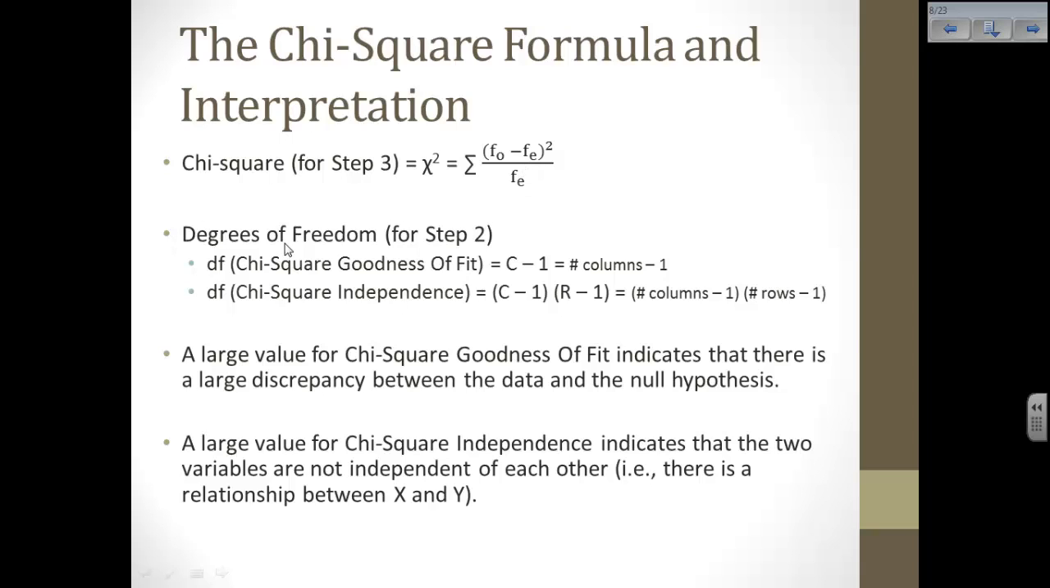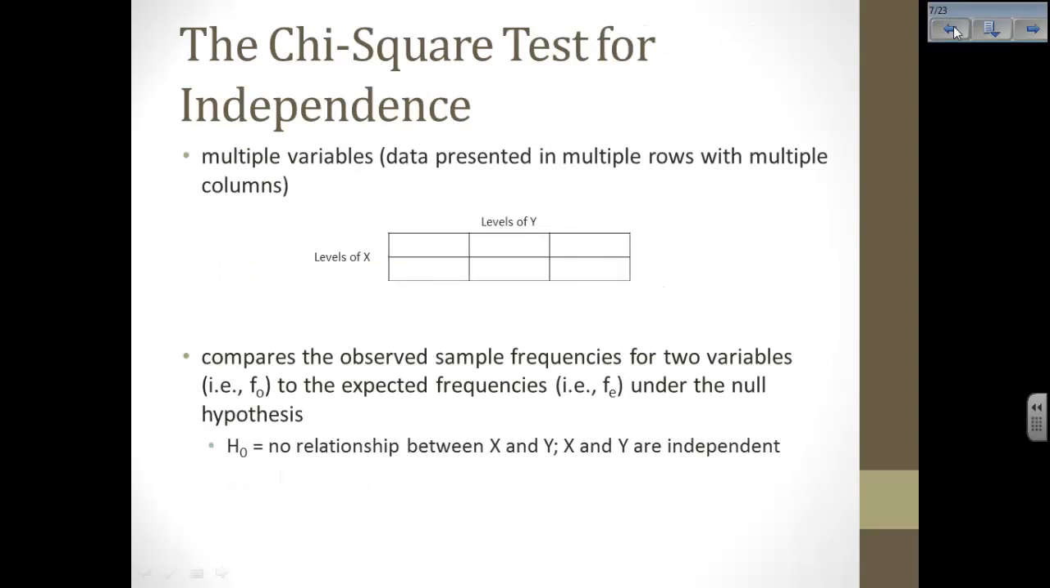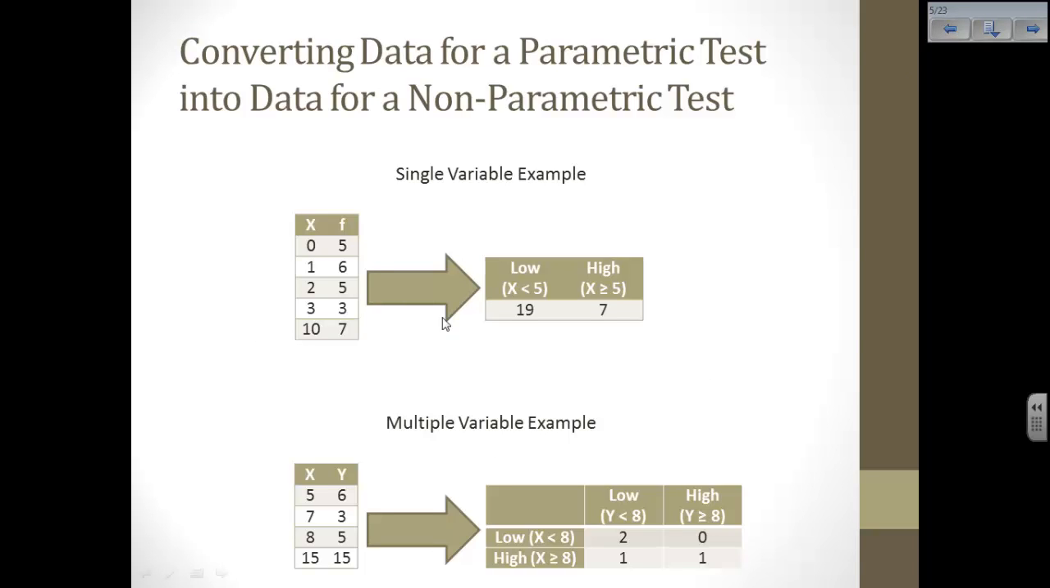And the degrees of freedom for step 2. So to find your critical value, you need to know your degrees of freedom. The formula for degrees of freedom is different for the chi-square test of goodness of fit and the chi-square test of independence. So for the chi-square test of goodness of fit, you take the number of columns and subtract 1. So for this example, degrees of freedom would be 1. We have 2 columns, 2 minus 1 is 1.